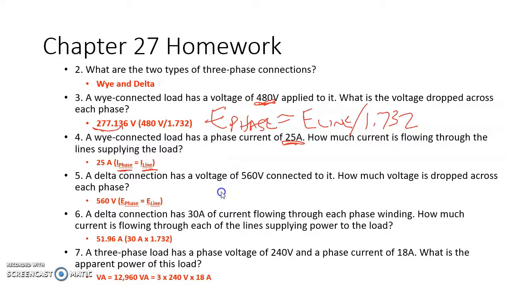Number 5, a delta connection. So now we're switching to a delta connection. It has a voltage of 560 volts connected to it. How much voltage is dropped across each phase?